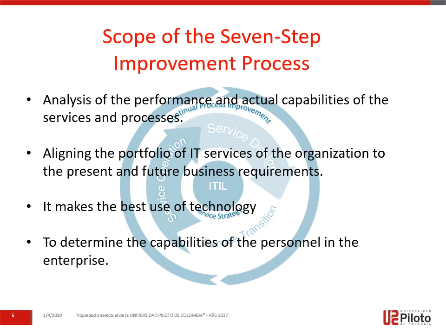So the scope of the CSI 7-step improvement process contains the following areas. The 7-step improvement process includes analysis of the performance and actual capabilities of the services and processes throughout the life cycle, partners, and technology. It includes continuously aligning the portfolio of IT services of the organization to the present and future business requirements. It makes the best use of whatever technology the organization possesses and tries to acquire and utilize new technology when a business case demands it.